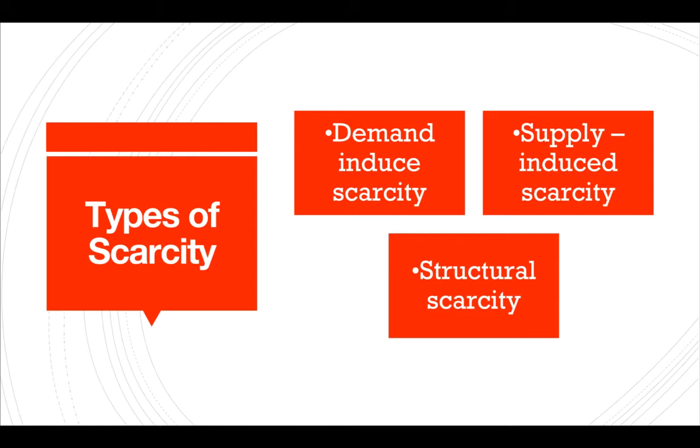Scarcity can be grouped into 3 types. The first one is demand-induced scarcity. This happens when the demand for products and services is more than the supply that the market may provide. Secondly, supply-induced scarcity. This happens when an unpredictable situation affects the supply of resources, reducing it so it cannot cope with normal market demand.